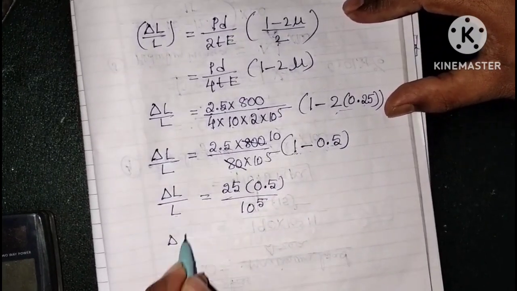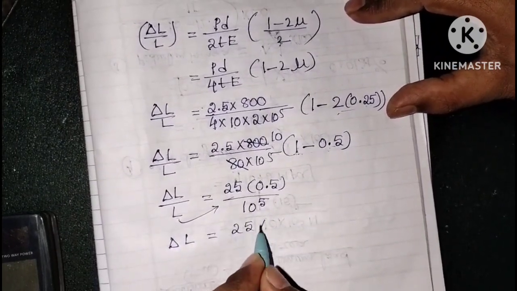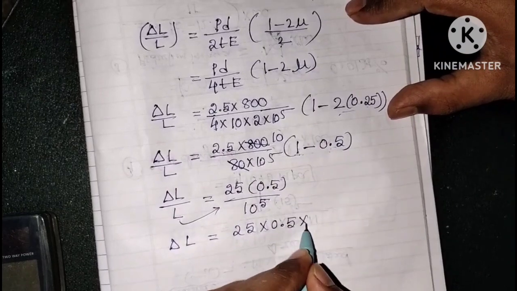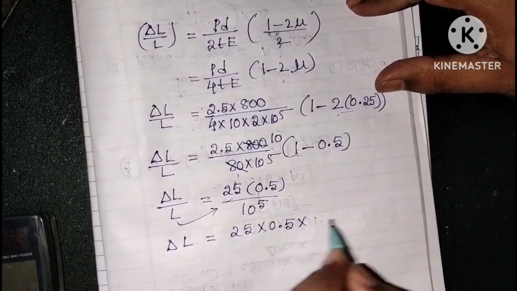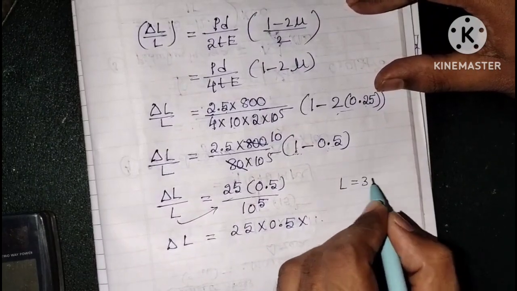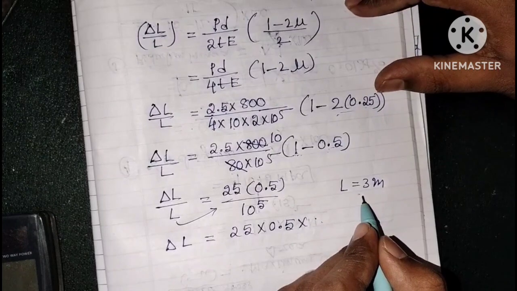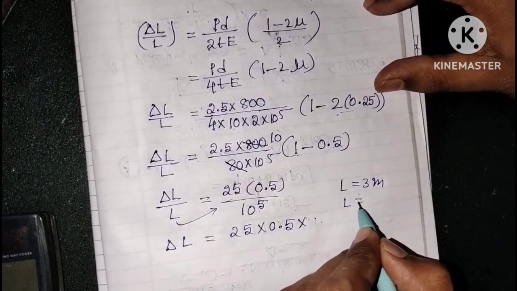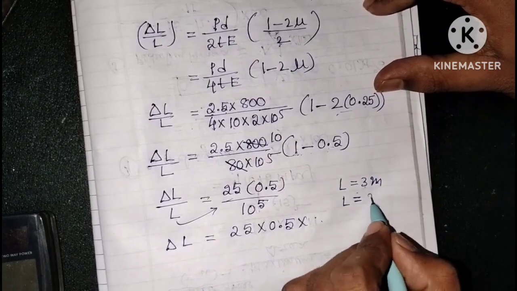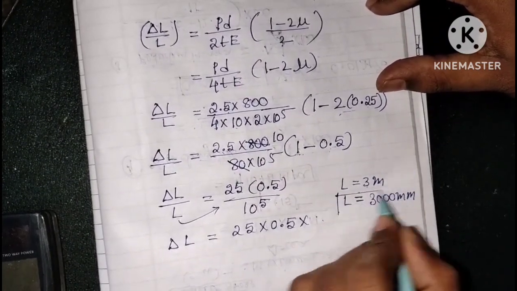Transpose L, we need only change in length, delta L. Transpose L, division becomes multiplication. So 25 into 0.5 into, so actually length, how much given? Given 3 meters. So actual length is equal to 3 meters. So we have to convert all units into mm. So L is equal to 3 meters can be written as 3000 mm.